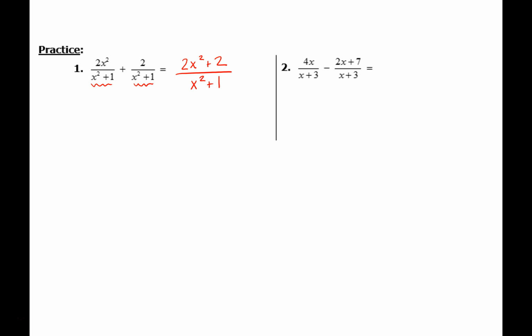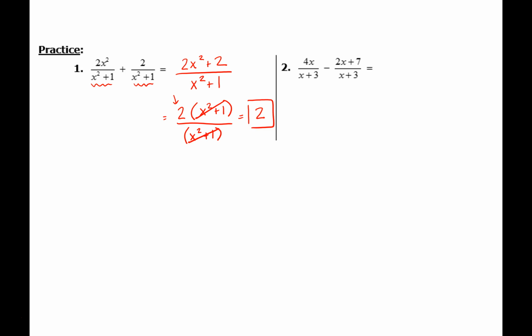Now we do need to think about simplification for this. There is a GCF in the numerator of 2. So if I take out the GCF of 2, it leaves me with x squared plus 1 inside, and then I still have that denominator of x squared plus 1. I have a common factor in the numerator and denominator, so those divide out and leave me with just this 2 as my final simplified answer.